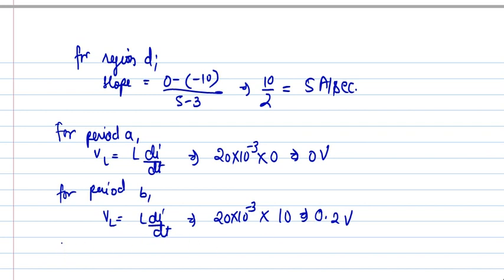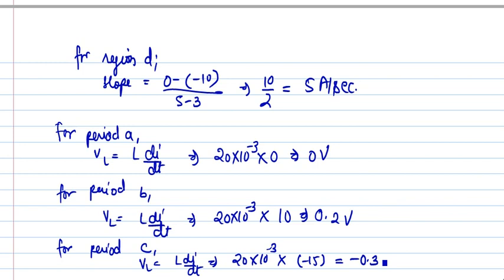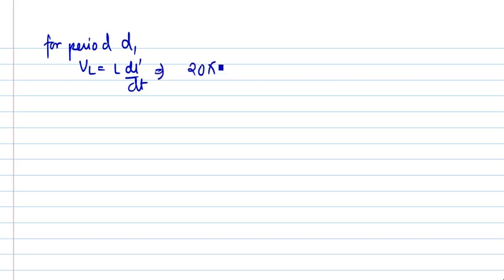In a similar manner, we will calculate for period C. So voltage across inductor is equal to L into di/dt. That is equal to 20 into 10 raised to the power minus 3 into di/dt, which for region C is minus 15. So that will give us minus 0.3 volt. And for period D, voltage across inductor is equal to L into di/dt. That is equal to 20 into 10 raised to the power minus 3 into 5. So that will give us 0.1 volt.